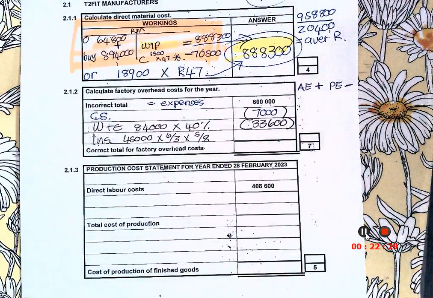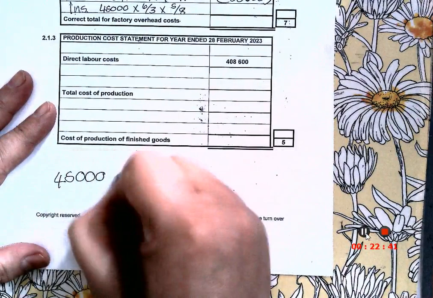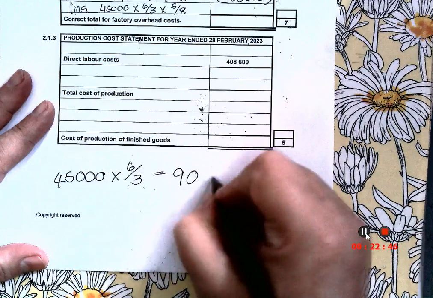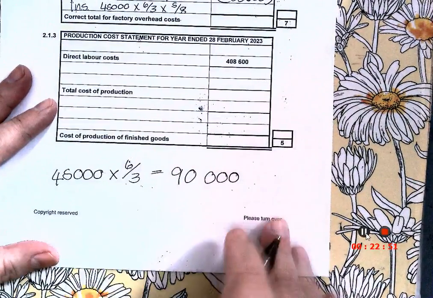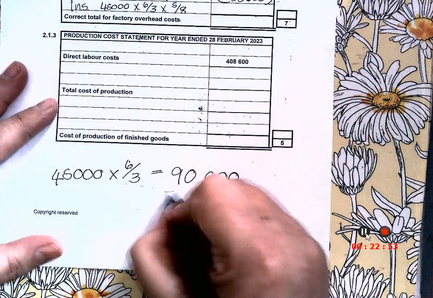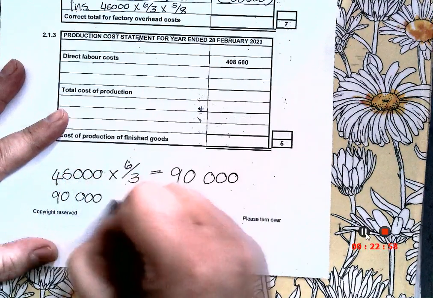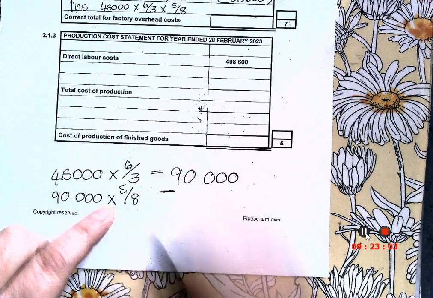Why are we reversing it? Because I want to calculate what it should be. So if you look at the 45 is wrong. If I say 6/3, it's going to give me, the total was 90,000. Is that right? So, in other words, I now want to take the 90,000 times 5/8. And that's going to give me.